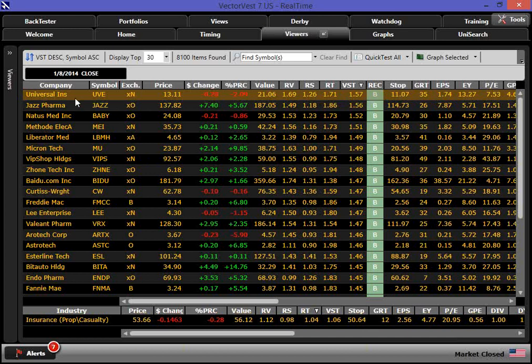I come to Universal Insurance. It's priced at $13. It's valued at $21. Favorable or unfavorable? Favorable. Got a good RV score, a good RS score, and it's in a nice strong uptrend. Has a VST score of 1.57. They are currently rated a buy. They're growing their earnings at 35% a year, and they're currently earning $1.74 per share. And the last piece of the puzzle, they are in the property casualty insurance industry that is currently in an uptrend.